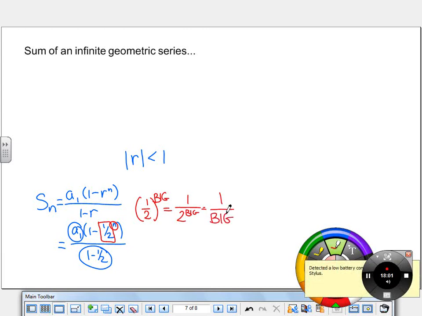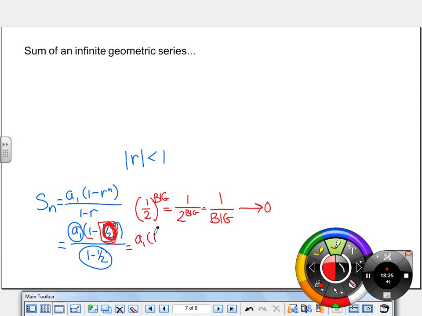So eventually in your series, as you get way out there, you're adding on something that's 1 over some really big number, which is really just getting closer and closer to becoming 0. So this part right here is becoming 0. Okay? So in that parentheses, we have a 1 minus what is basically worth 0, and 1 minus 0 is just worth 1. So if we change that whole quantity to 1, this is the formula we get.